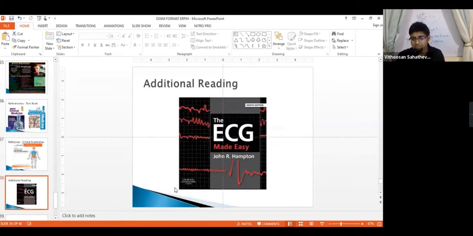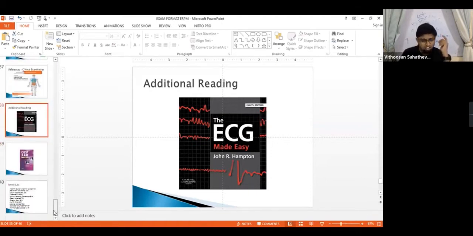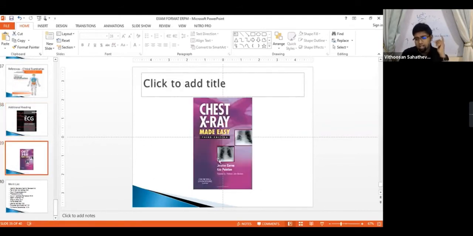ECG Made Easy. I always advise my students, once the exam is over, before they start the internship, to go through this book before you start practicing as interns. Very good book, simply readable. Similarly for X-ray, if you want to read, there is a book called Chest X-ray Made Easy. Clear? If anybody wants some additional reading, these are for you.